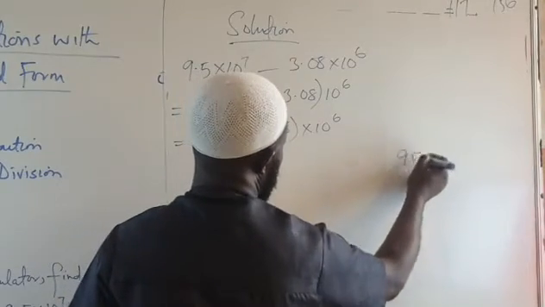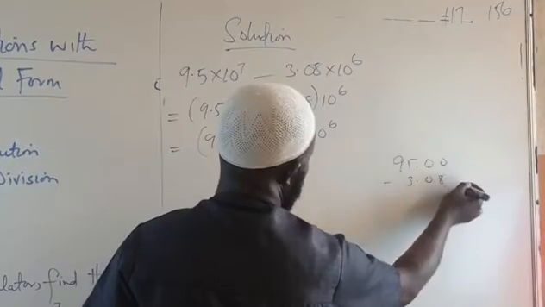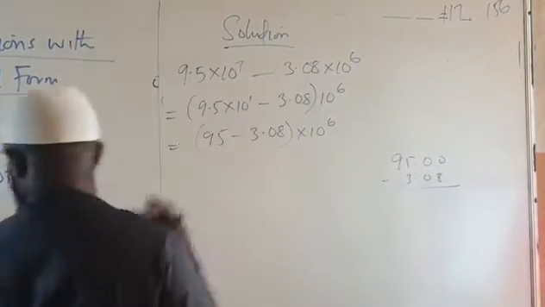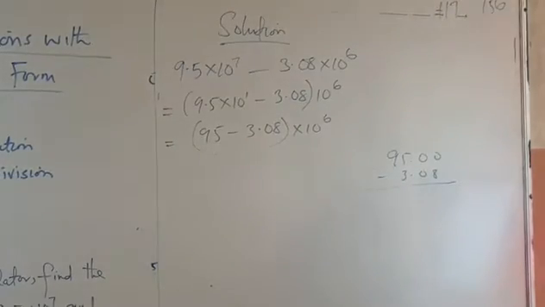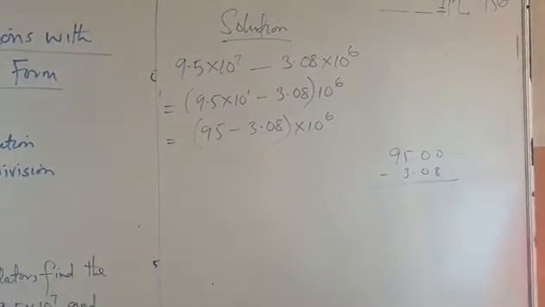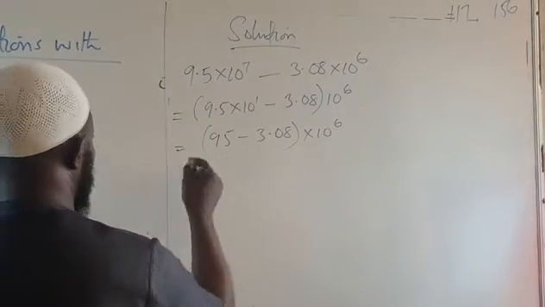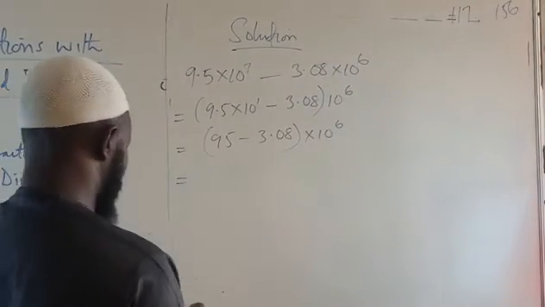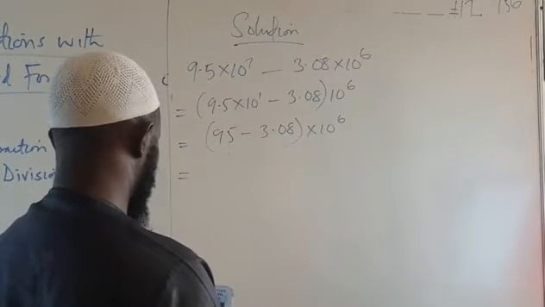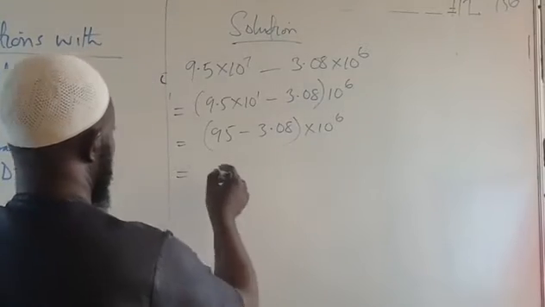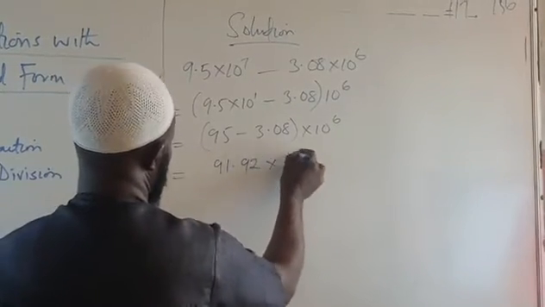You have 95 minus 3.08. So, you subtract this, or use your calculator. Actually, the question asks us not to use calculator. If you use calculator at this point, we will not know that you're using calculator. Right? So, because of time, 95 minus 3.08 gives us 91.92 multiplied by 10 raised to the power 6.